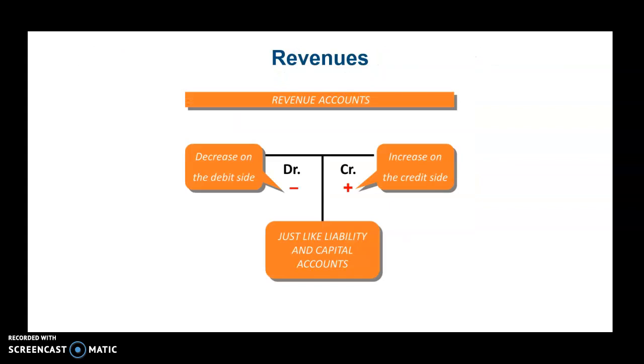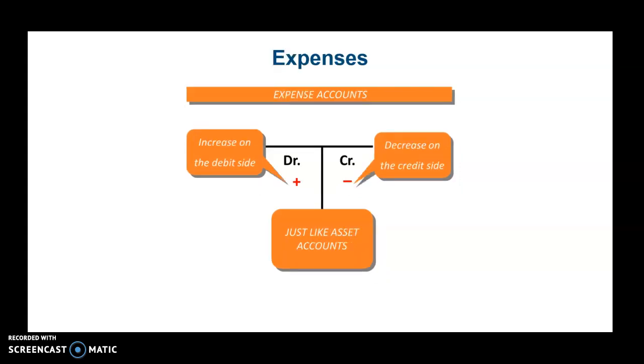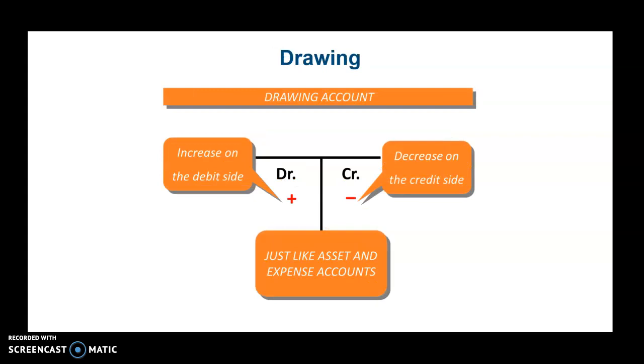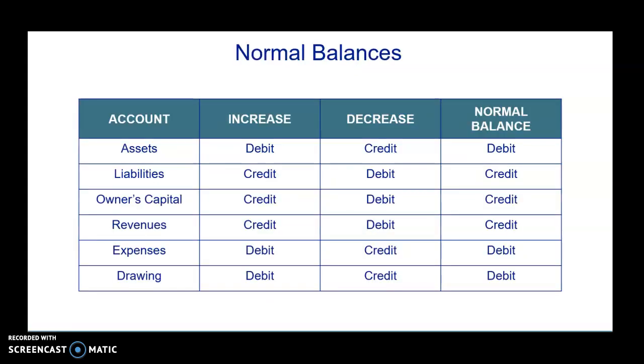As we look at this a little bit closer, we have our revenue account, and you can see where the increase and decrease is. Then you see your expense account. This is just like your asset accounts, remember, because it's decreasing how much you have in your capital. And here's your drawing account. It does the same thing, along with your expense accounts.